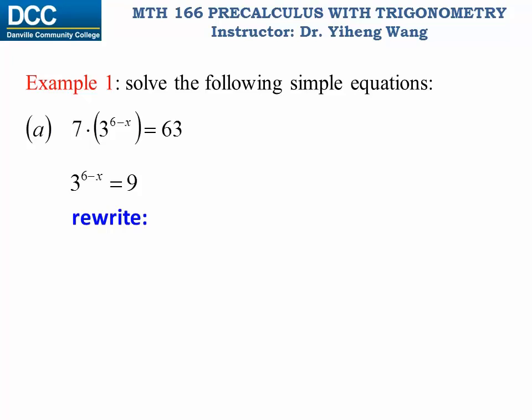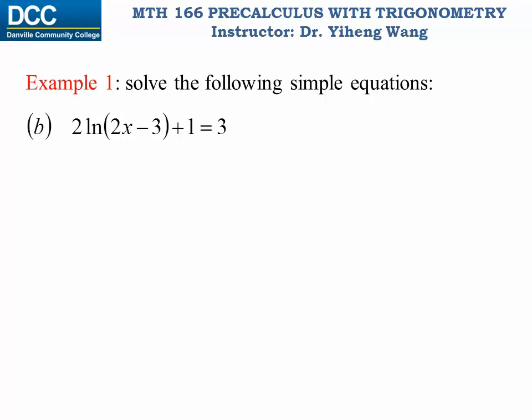When you do the rewrite, it's really simple. You keep the base, so you have log base 3, and then you switch the place of the other two parameters. So now you have log base 3 of 9 equals 6 minus x. You can use a calculator, but really you don't need to evaluate log base 3 of 9. Since 3 to the second power is 9, log base 3 of 9 equals 2. Therefore, 6 minus x equals 2. From here, we can easily solve for x to be 4.